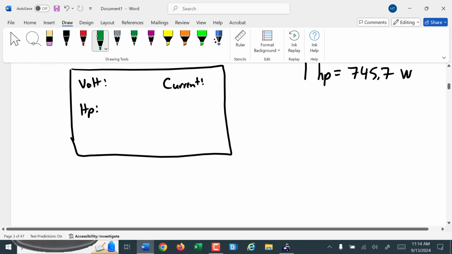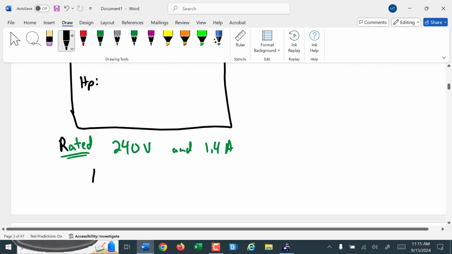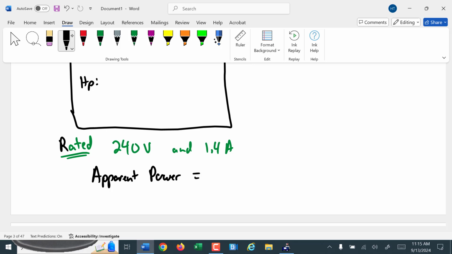Let's say that we have a motor that is rated at 240 volts and 1.4 amps. The apparent power is just that rated voltage times the rated current.